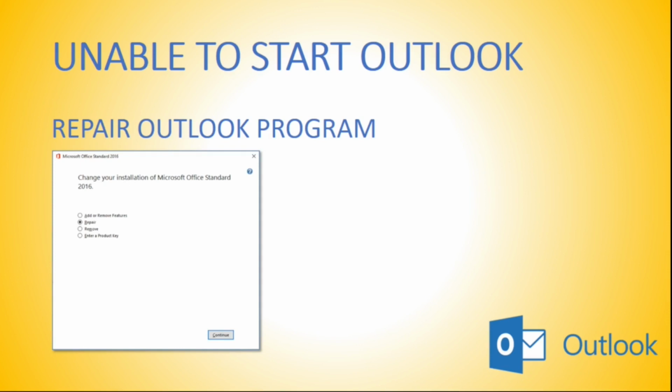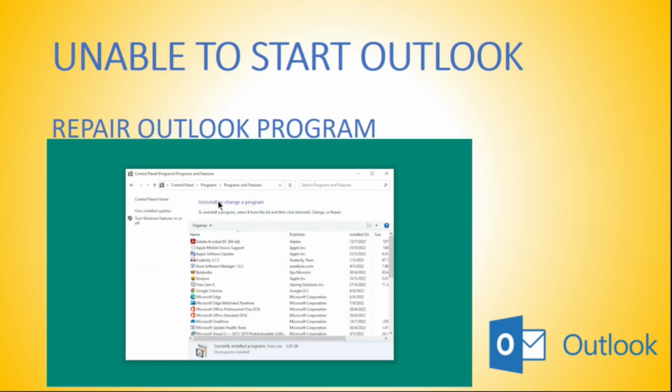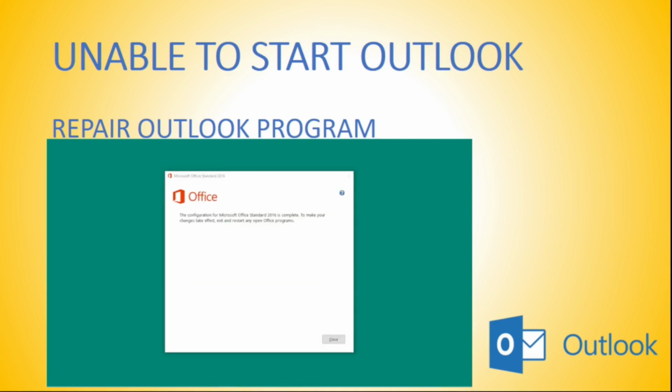Repair Outlook program. If the above step still does not resolve the issue, the next step would be to try to repair the Office program. Go to Control Panel, then Programs, and select Programs and Features. Select Microsoft Office 2016 and select Change. Click Yes on the prompt dialog box. On the next dialog box, select Repair and click Continue. Let the program run until completed. Then start Outlook normally.